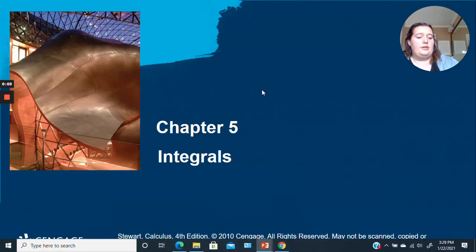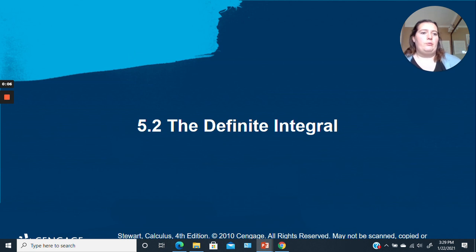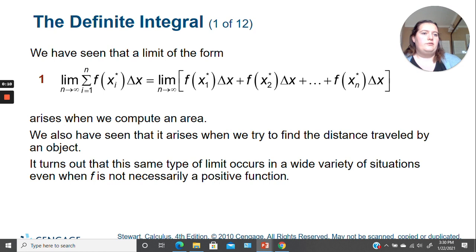We're going to keep on going in chapter 5, and this time we're going to move on to the definite integral. So first off, what did we learn before?